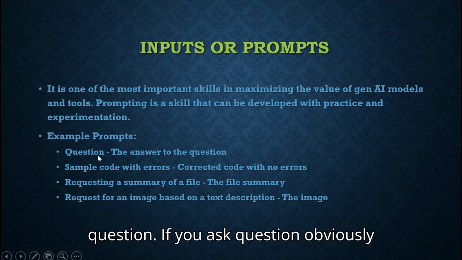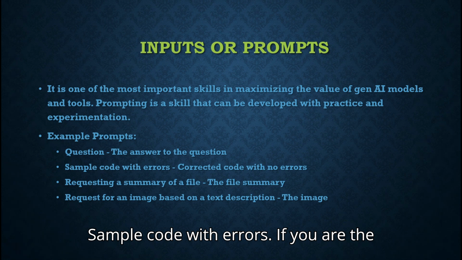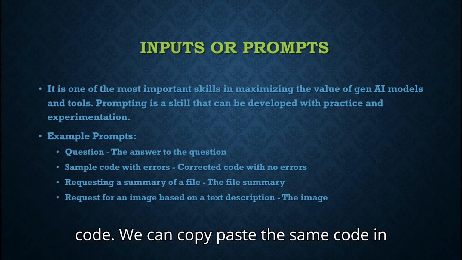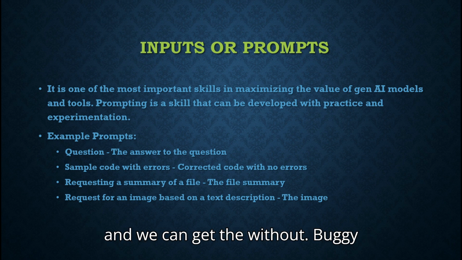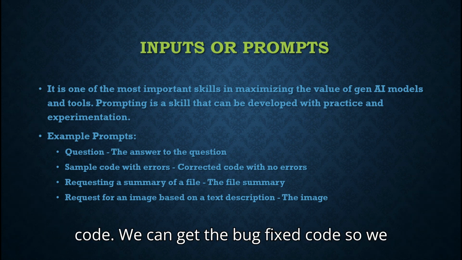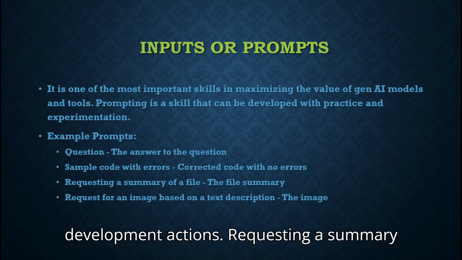Example prompts. Question: if you ask a question, obviously we will get the answer we are expecting. Sample code with errors: if you are a developer and you are getting an error in your code, we can copy and paste the same code into the GenAI tool. It will resolve the error and we can get the bug-fixed code. So we can apply the same code in our development.